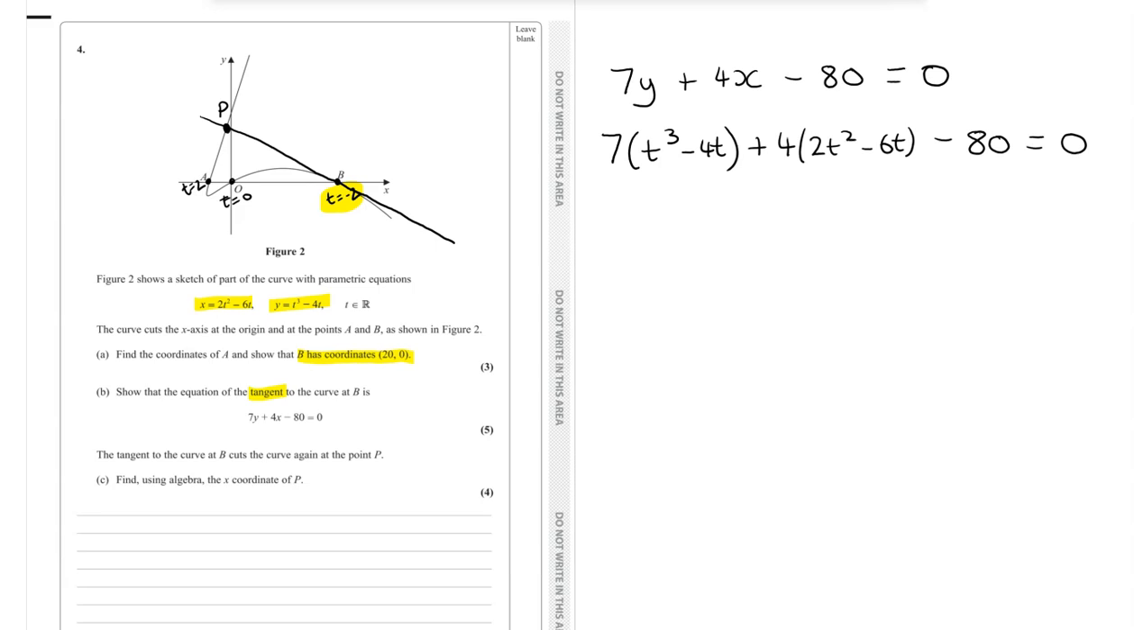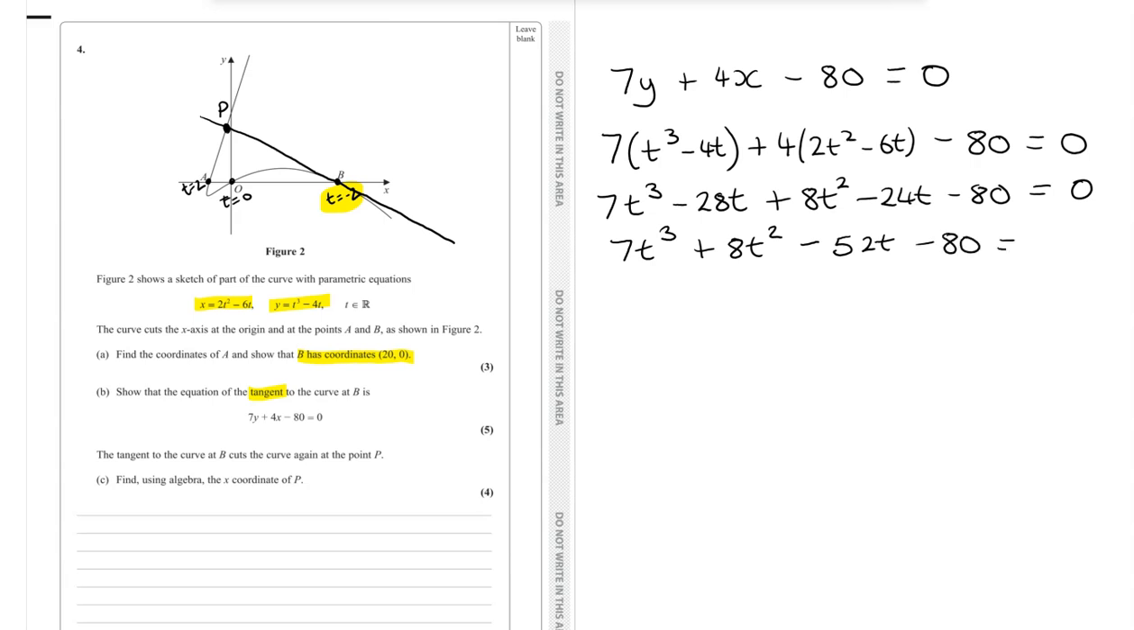And then what you can do is just start to expand and simplify. So I'm just going to expand the first bracket, expand the second bracket, and then I'll just collect those t's together. Okay, and so I've got to solve this equation. Now you might be tempted just to shove it all in your calculator, but this question does say find using algebra the x-coordinate of P. So we need to show some working here.